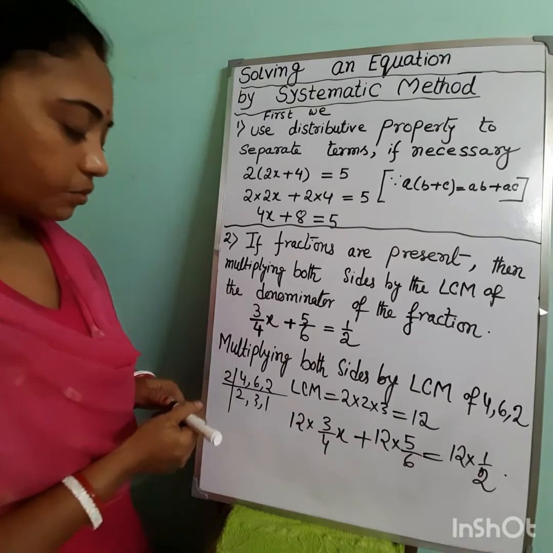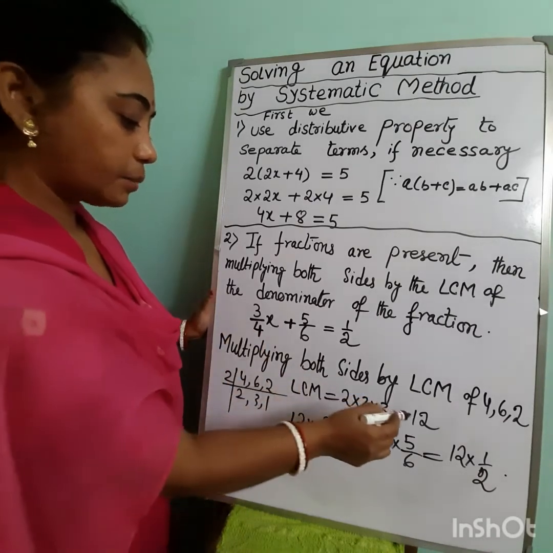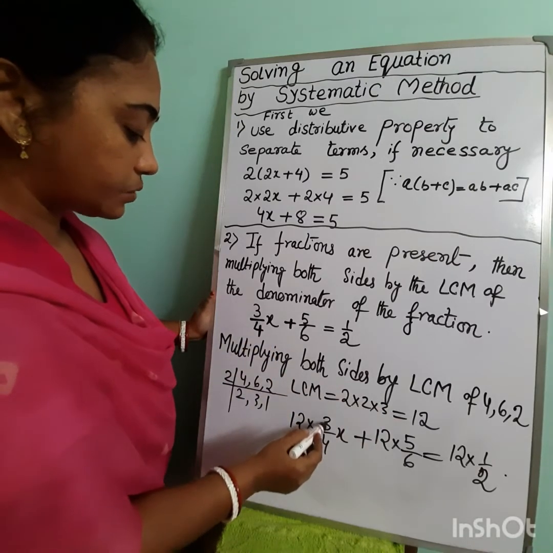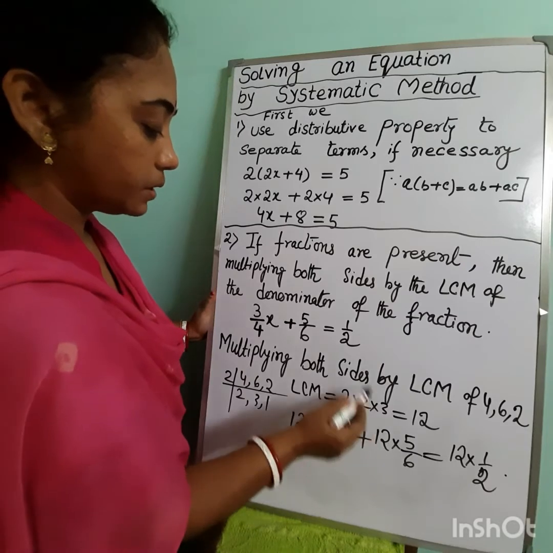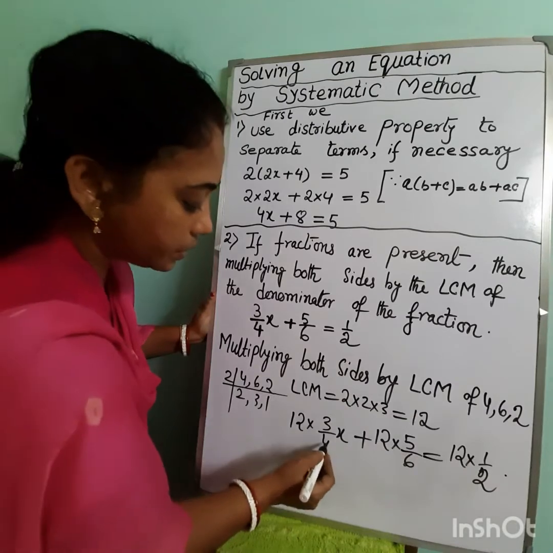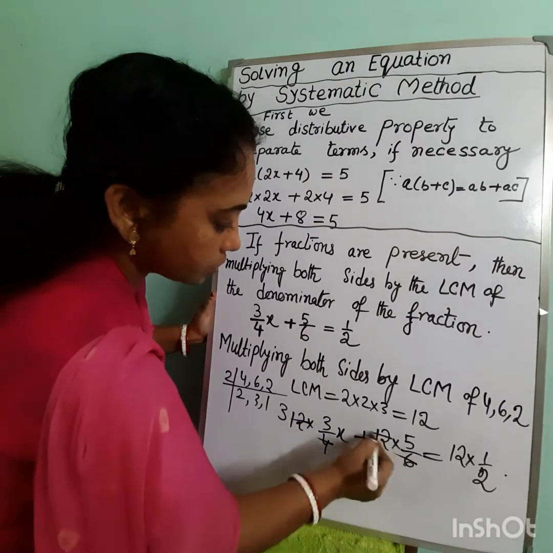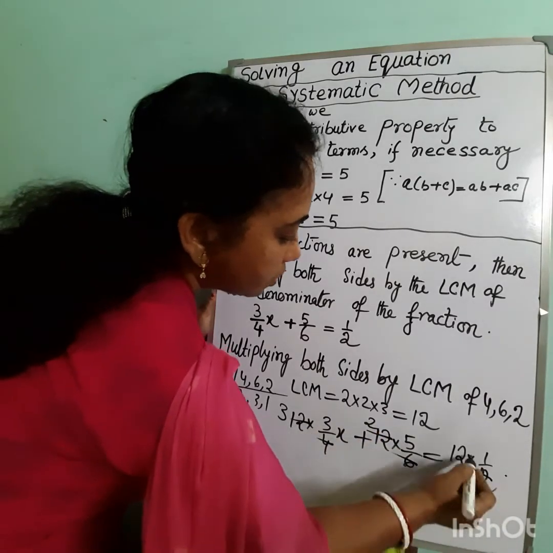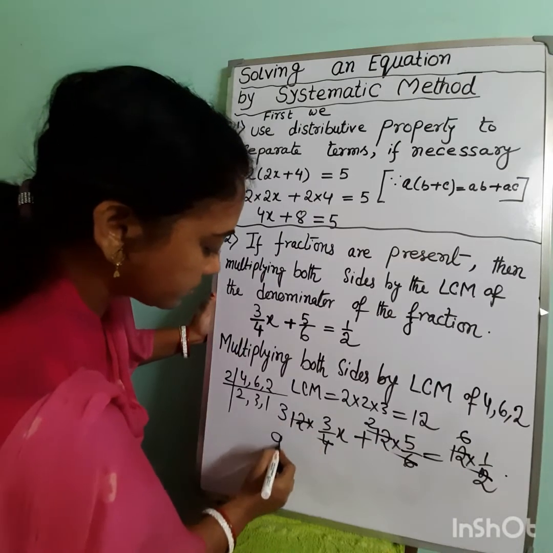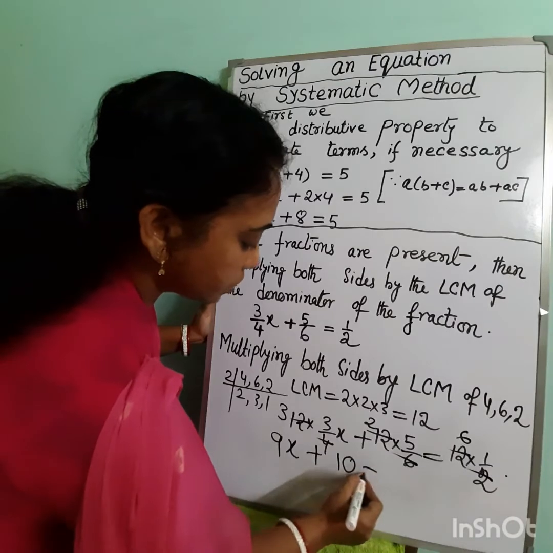So now we will multiply both sides by the LCM. So here the LCM is 12. So we multiply 12 in the given equation: 12 multiplied by 3 by 4 x plus 12 multiplied by 5 by 6 equal to 12 multiplied by 1 by 2. Now here 12 is cancelling: 4 3s are 12, 2 6s are 12, and 6 2s are 12. So this becomes 9x plus 10 equals 6.